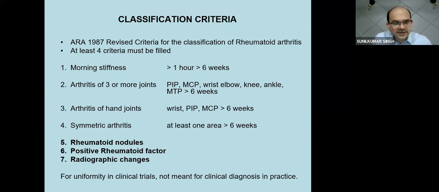Now this is an old criteria, the 1987 criteria, but I still put it up because it helps you to understand how we have evolved in terms of the classification criteria. Now you see in 5, 6, 7, rheumatoid nodules, positive rheumatoid factor, radiographic changes. Now these were difficult. They were present only in long-standing cases, particularly the nodules and the radiographic changes. And therefore, in 2010, we had the new classification criteria.